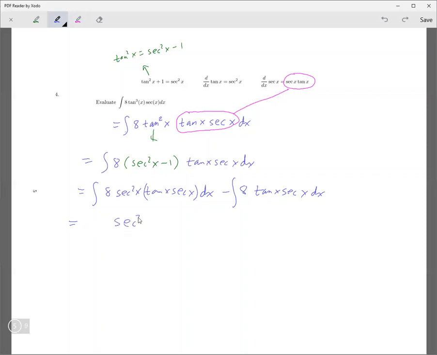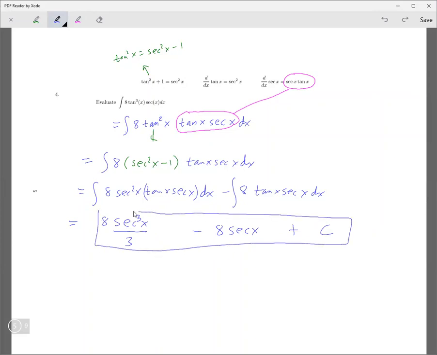Okay, so great. So now we exploit this one. So we have secant squared, so that becomes secant cubed over 3. So if you take the derivative here, you're going to get exactly what's inside there. Here, likewise, this is just going to be secant x plus a constant. Okay, so you're going to get this. Any questions or concerns about this one?